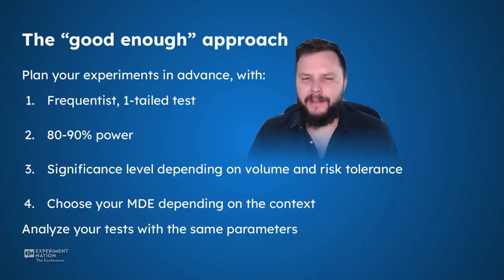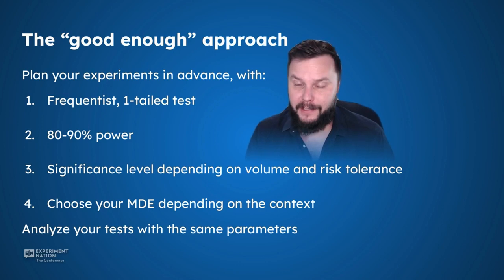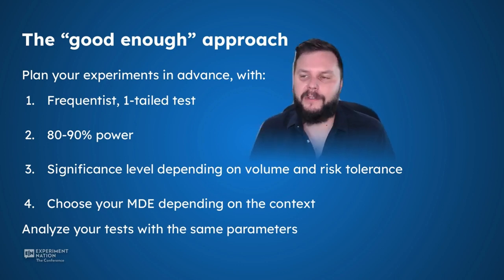Okay, a lot about what I think are some things you shouldn't do, approaches you shouldn't do, and how they kind of failed to align with our principles. So let's change gears here and look at the positive side of things. So what should you actually do? How can you actually approach planning and analyzing tests in a way that aligns with those four principles? So this is what I would say. Plan your experiments in advance. So do this with Frequentist statistics and a one-tailed test.